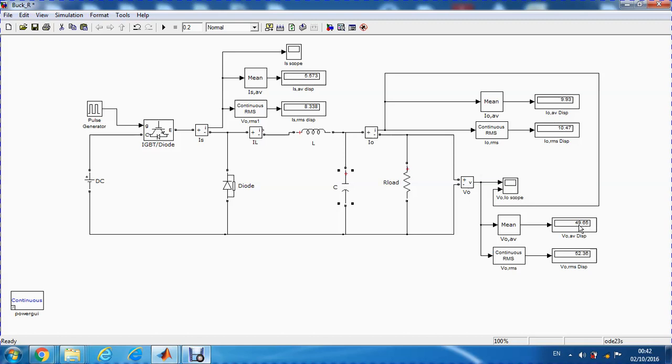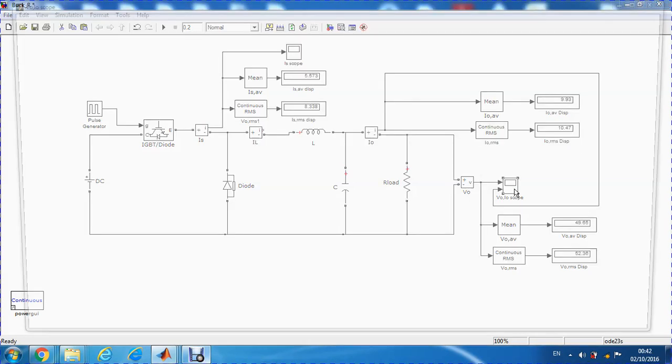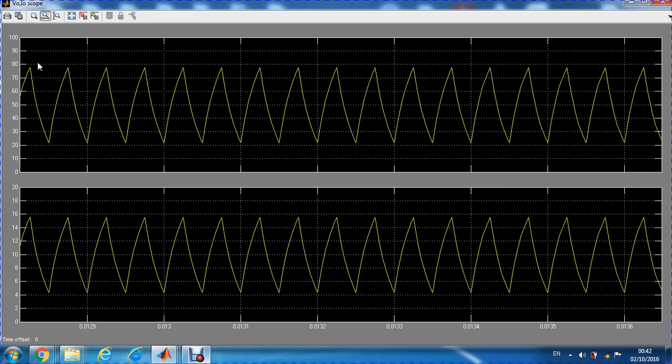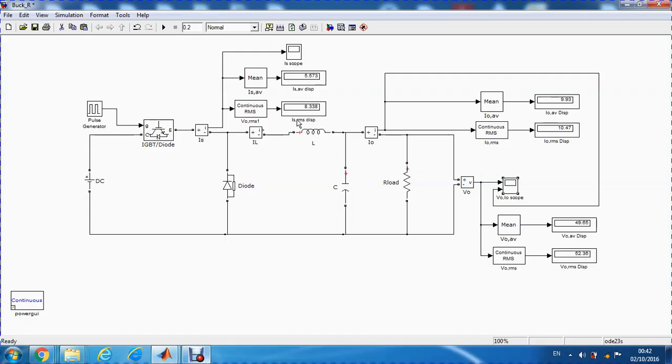Just remember the values here are the RMS value of the voltage and the RMS value of the current, and the waveform. Just have a final look before we run the simulation and see the difference. So remember, this is the peak value of the voltage and the peak value of the current. And let's run the simulation again with the capacitor and see the results.